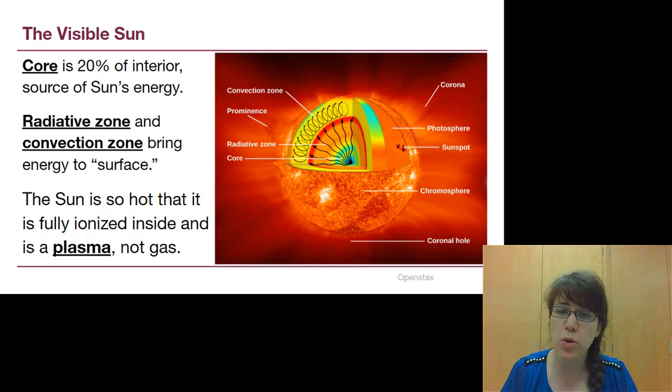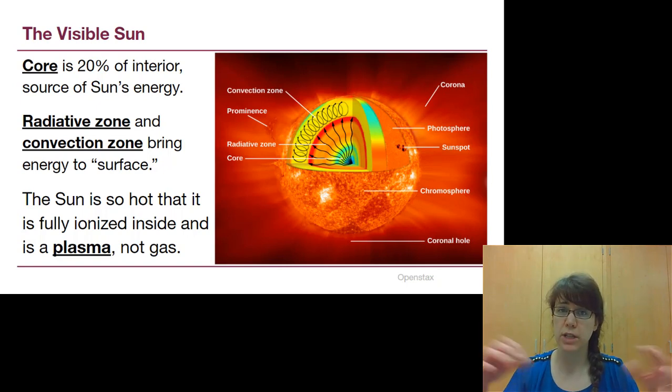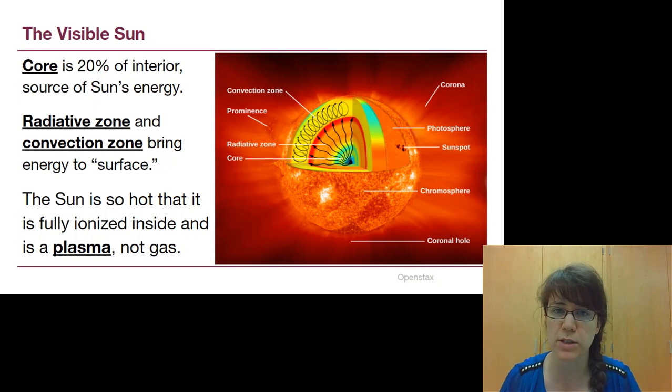But above that core, there's the radiative zone and convection zone, which bring the energy and light and heat from the core outwards. The radiative zone, if you're standing near a campfire, you feel the warmth. That's radiation, that's just energy flowing out in all directions.